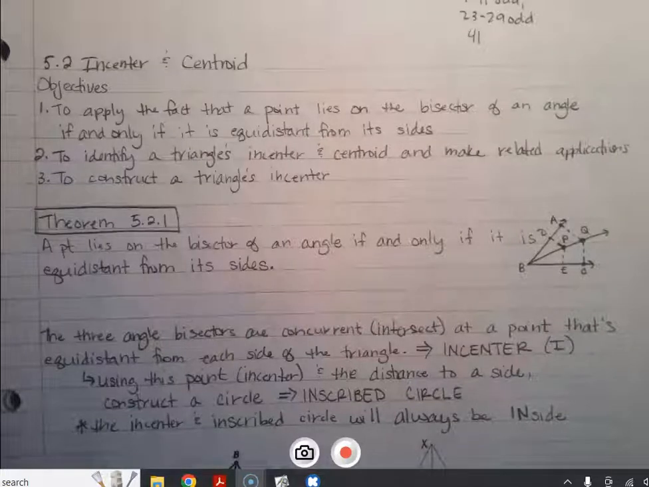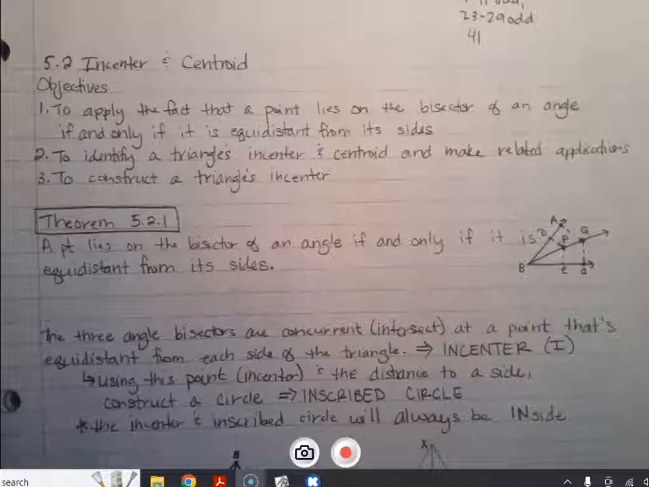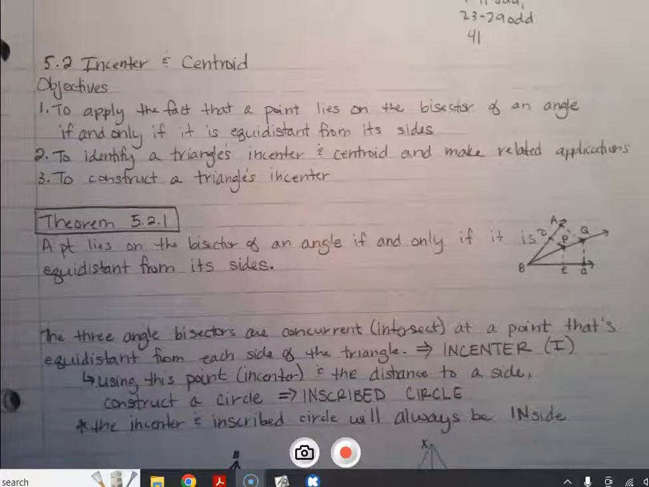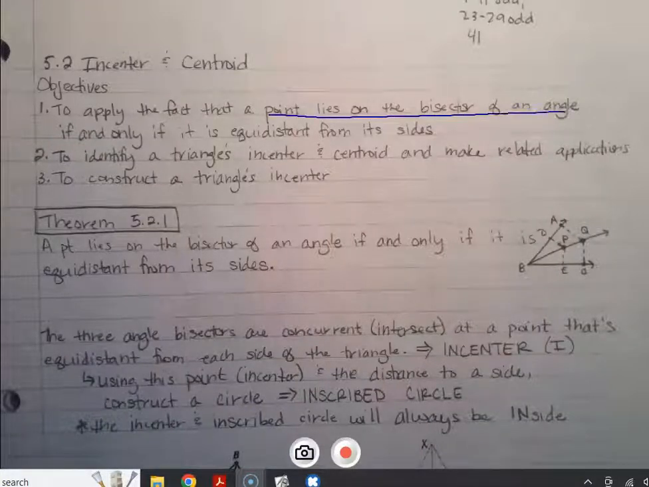Okay, for geometry today, we're doing 5-2. So we're talking the incenter and the centroid. All right. So like yesterday, we got some similar objectives. First one is we're going to apply the fact that a point lies on the bisector of an angle.